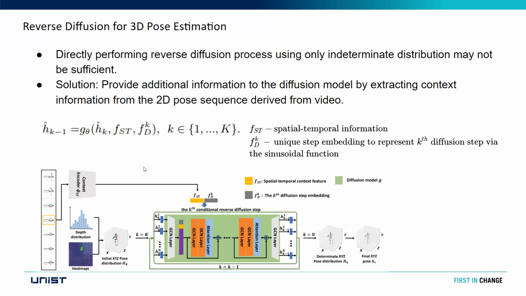So in the end, we have this F_SD, which is the spatial temporal information features, and this F_KD is the unique step embedding to represent the k-th diffusion step by a sinusoidal function. The diffusion model should know at which step it is. Is it close to H0 already, or is it not? Did it finish the denoising or not? So this guides the diffusion model.